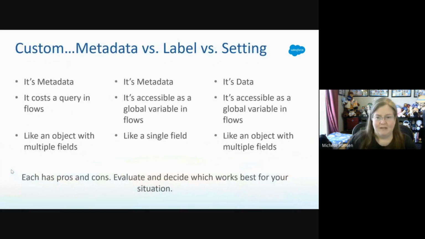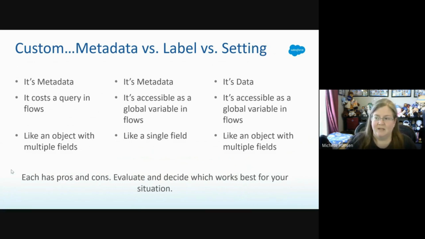Okay, so I said it's more flexible than custom labels and custom settings. So here's a little table that we put together to help you understand when you should use which tool. So custom metadata and custom labels are both metadata, custom settings are data. So you can move the first two as part of your change sets between orgs, and with the last one, you actually have to recreate them or use Data Loader to get it in.